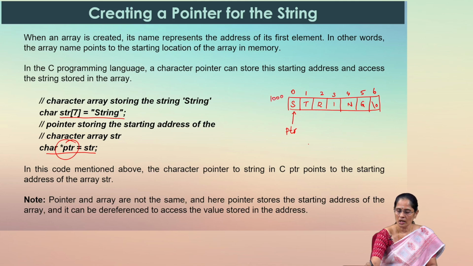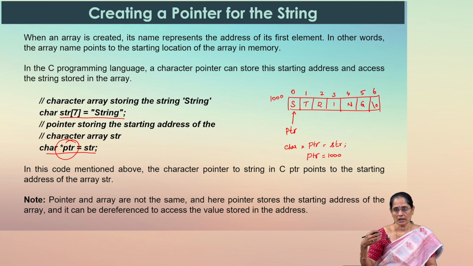So, what happens when we create a pointer type variable ptr and store the starting address of str into it? Now ptr will receive the value 1000. After getting the starting location, I can move on to the next locations by incrementing the pointer type variable.